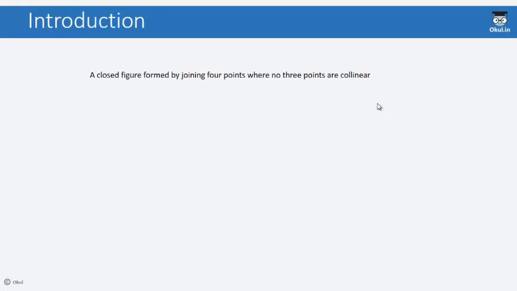A closed figure formed by joining 4 points where no 3 points are collinear. So the condition is no 3 points should be collinear and there should be 4 points. So let's suppose we have these 4 points 1, 2, 3 and 4. We can see that all these 4 points are collinear and hence form a line.